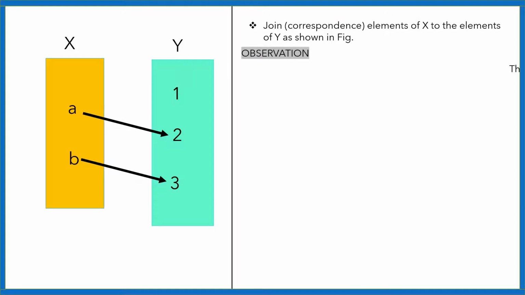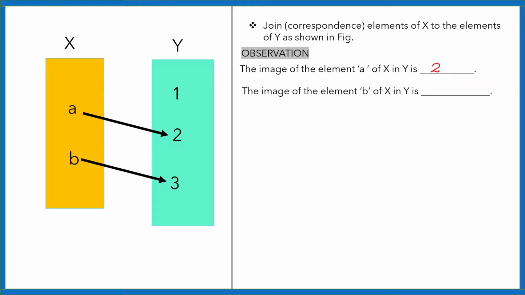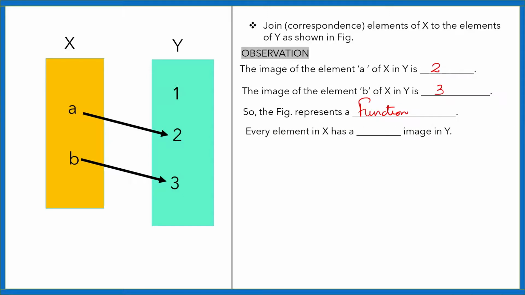Now observations. The image of element A of X in Y is 2. The image of element B of X in Y is 3. So every element of X is related with Y, so it represents a function. Every element in X has a unique image in Y. So the function is 1-1.